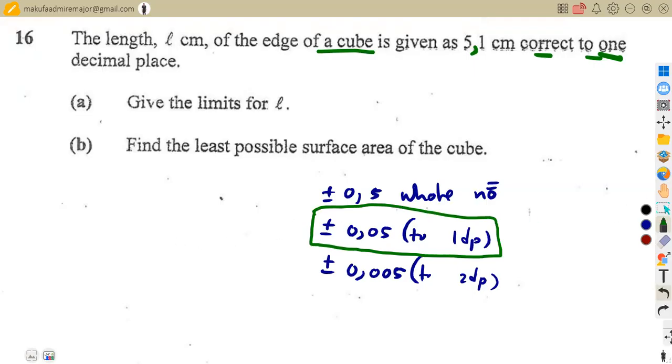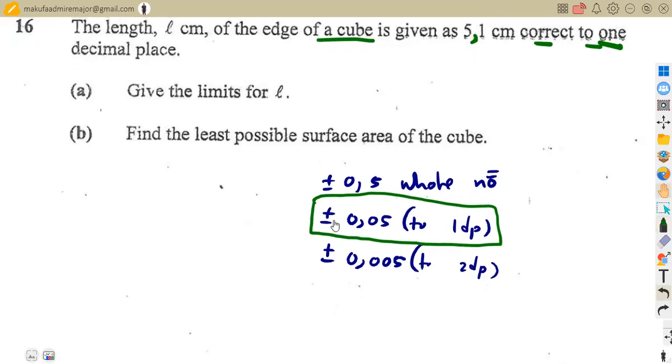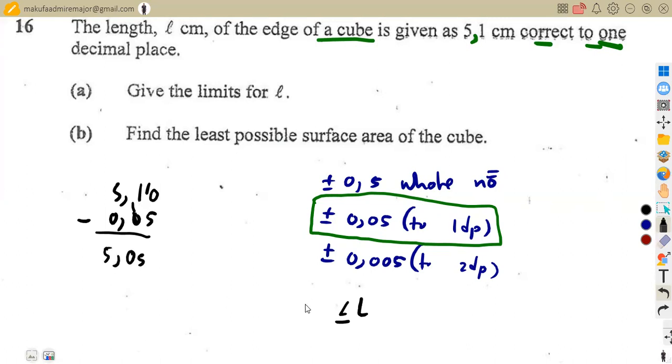As long as we are working with one decimal place, these are the limits, plus or minus. So our length is going to be greater than or equal to the least value. We subtract 0.05 from 5.1: 10 minus 5 is 5, 1 minus 1 is 0, then the 5. So the least value is 5.05.